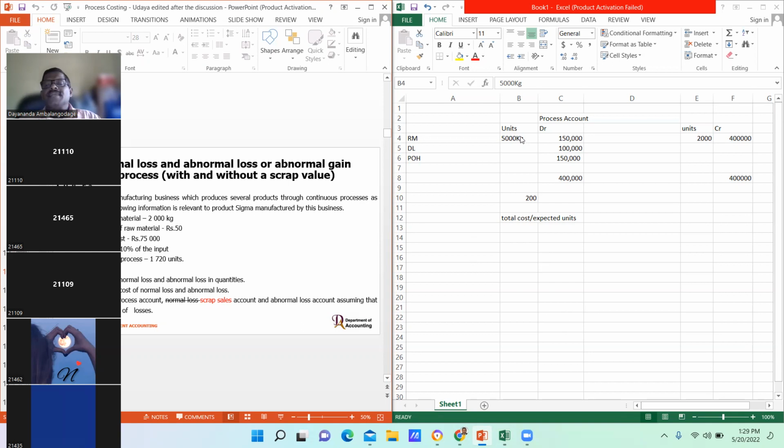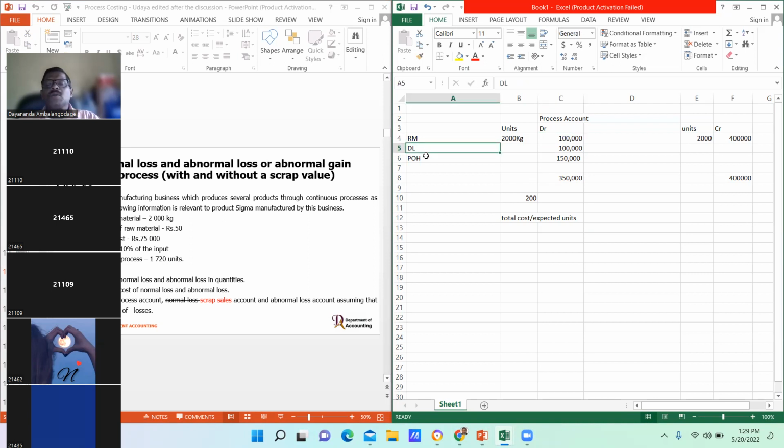Raw material 2000 kg. I'm just using the same account. You are inserting 2000 kg, and the cost would be 50 rupees per kg. So the answer is 50 rupees into 2000, that is 100,000. The cost of the raw material is 100,000.